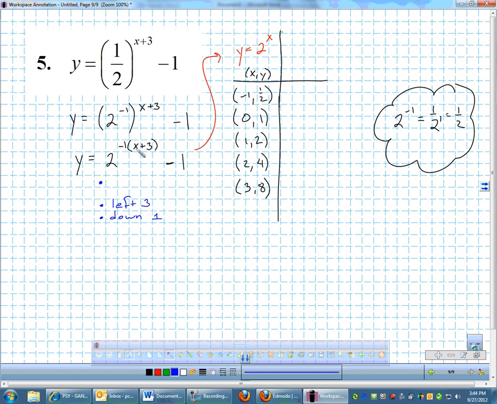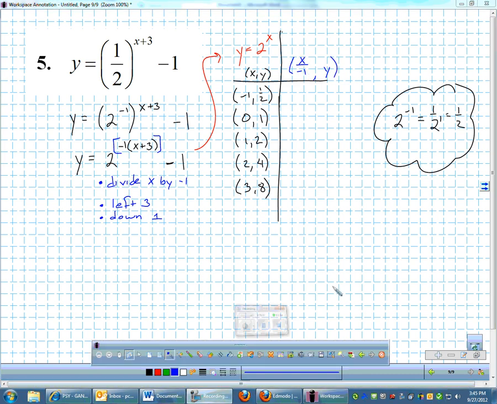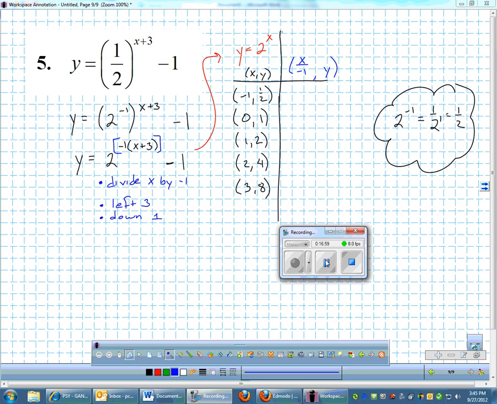And then I have negative 1 times my exponent. Now, that negative 1 is in the exponent with x. So it says negative 1 times x. Remember, you do the opposite. So I'm actually going to divide my x by negative 1. And that's what I'm going to do first. I'm going to do that in the table. I'm going to take my x's and divide them by negative 1. I'm going to leave my y's the same, which is simply just going to change the sign of all of your x's. So I'm going to do that real quick.